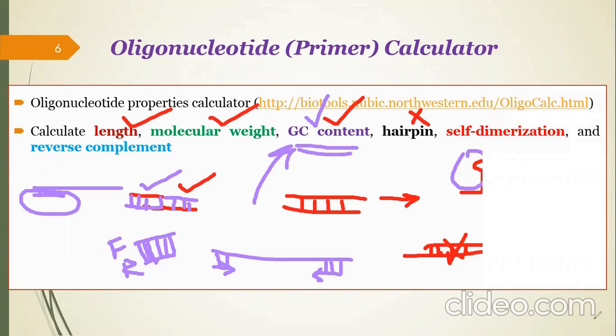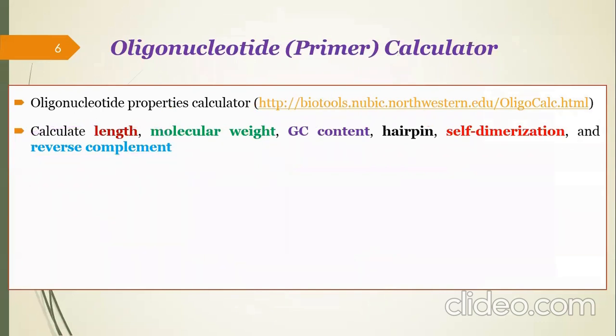So self-dimerization could happen, cross-dimerization could happen, and reverse complement. If we need to know the reverse complement of a sequence, we can use this tool for reverse complement. In some cases, we need to know the reverse complement as well. Am I clear?